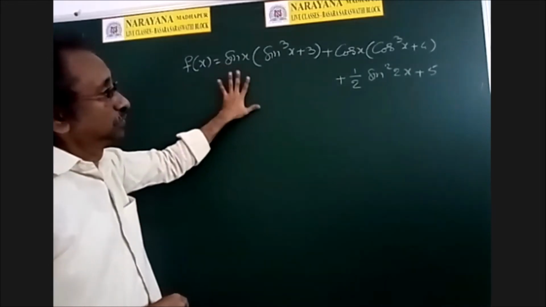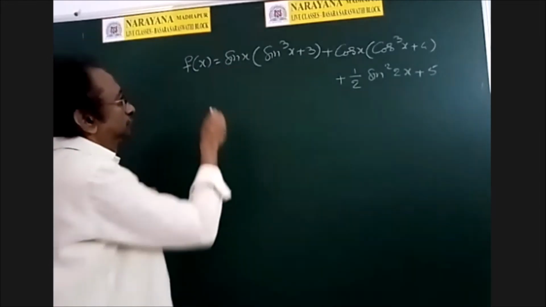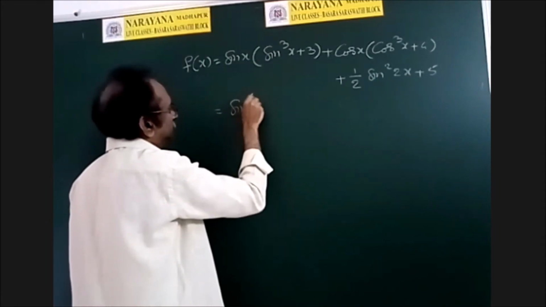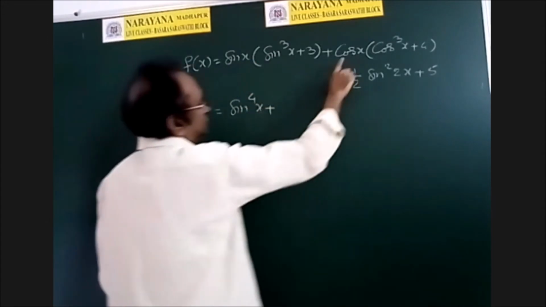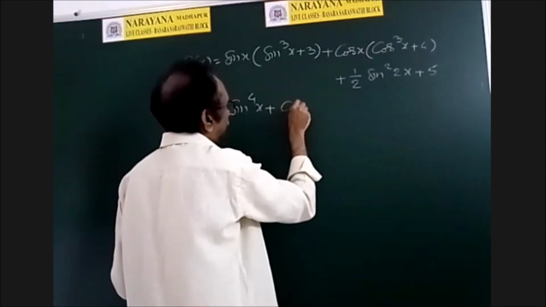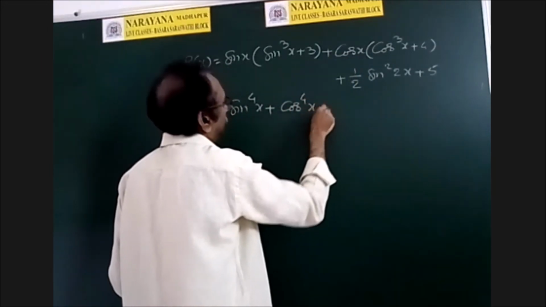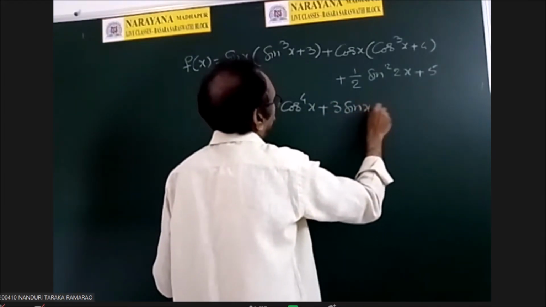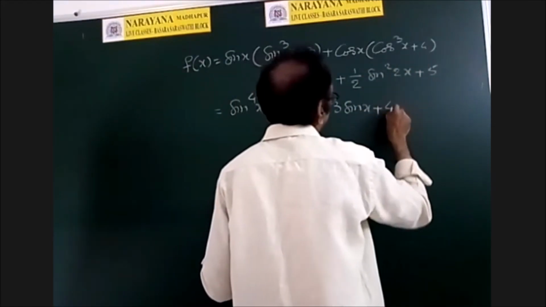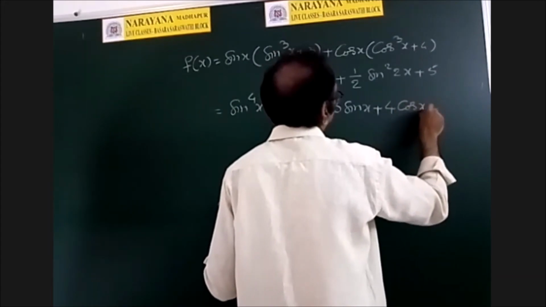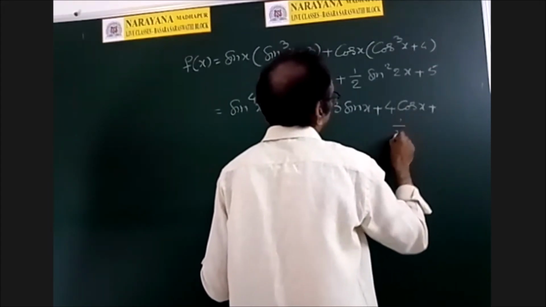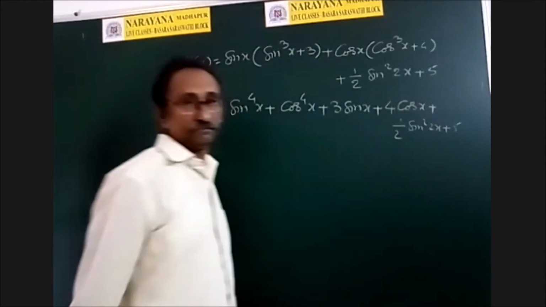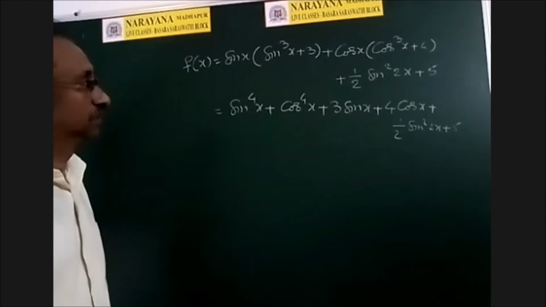So how to simplify this function now? This is equal to sine power 4x plus cos power 4x plus 3 sin x plus 4 cos x plus 1 by 2 sine square 2x plus 5. So that is the function.